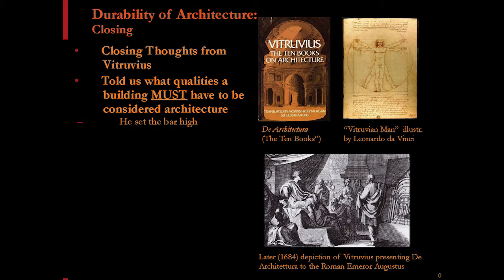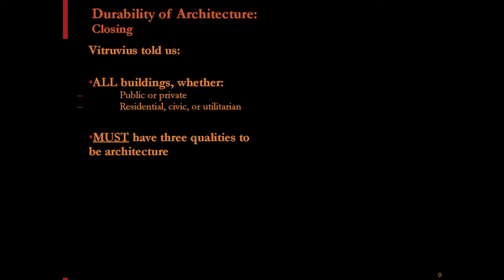So going back to Book 1, the very basics, he told us what qualities a building must have to be considered architecture. Not to be considered great architecture, just to be considered architecture. He told us that it must have 3 qualities, and that this applied to all buildings, whether public or private, and whether very grand or simple, modest, residential, utilitarian structures. To be architecture, it must have 3 qualities.